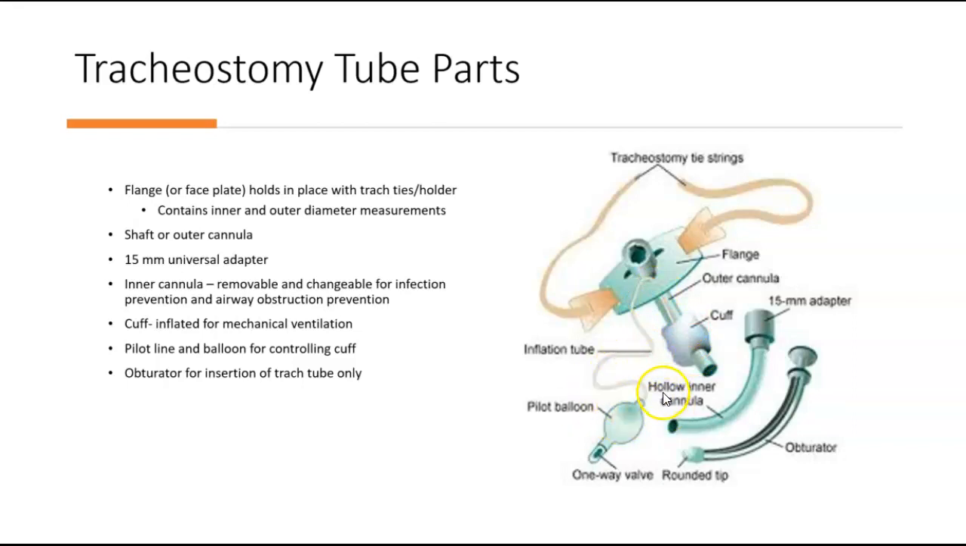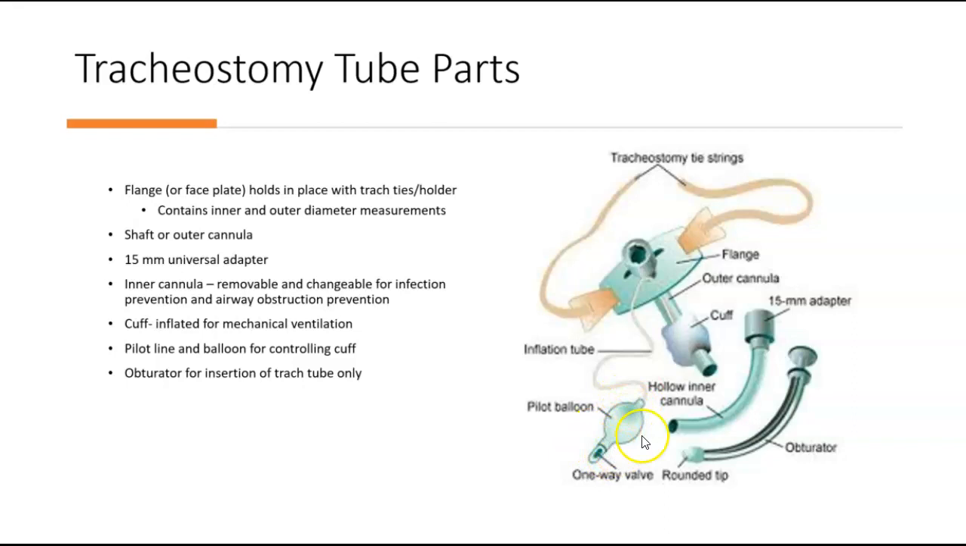Typically you have a cuff on the trach that needs to be inflated if we're going to use mechanical ventilation. Again, I need to have a sealed airway to create that pressure to help promote ventilation, so that cuff needs to be inflated. That cuff is attached to a pilot balloon and a pilot line that, as I fill this up, will inflate this cuff down here.